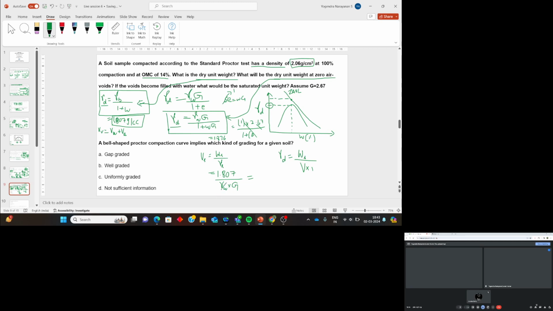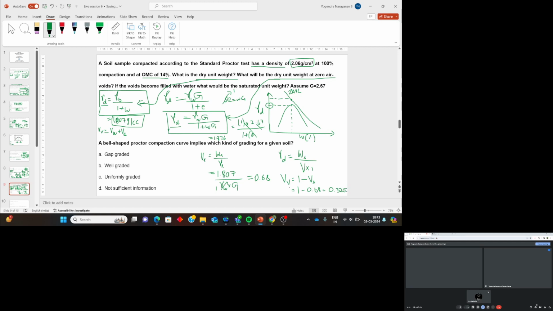Gamma w you use as 1. Vs is 0.676, approximately 0.68. So what is the volume of voids here? Total we are considering 1 minus Vs. So it will be 1 minus 0.68, which is 0.32 cc.